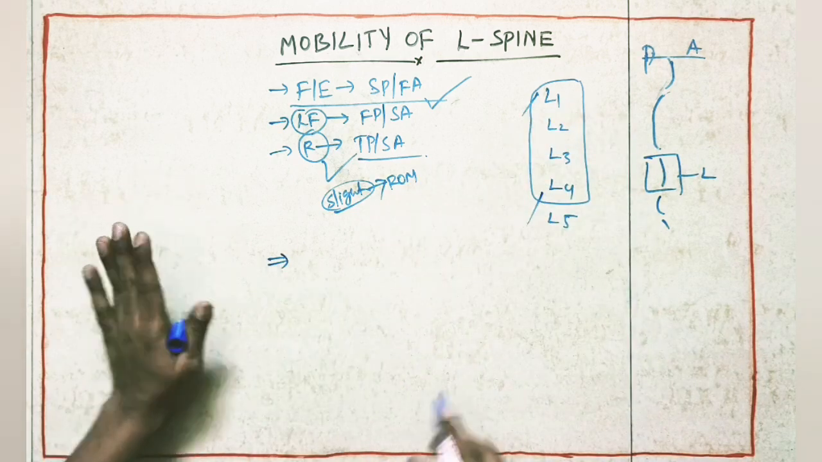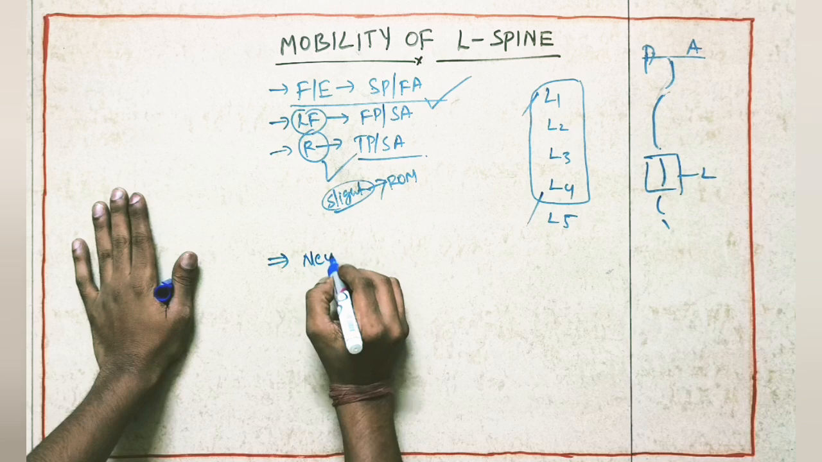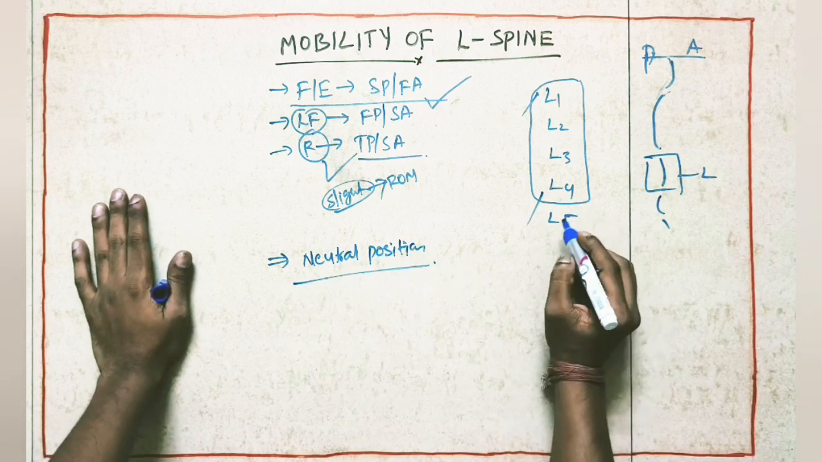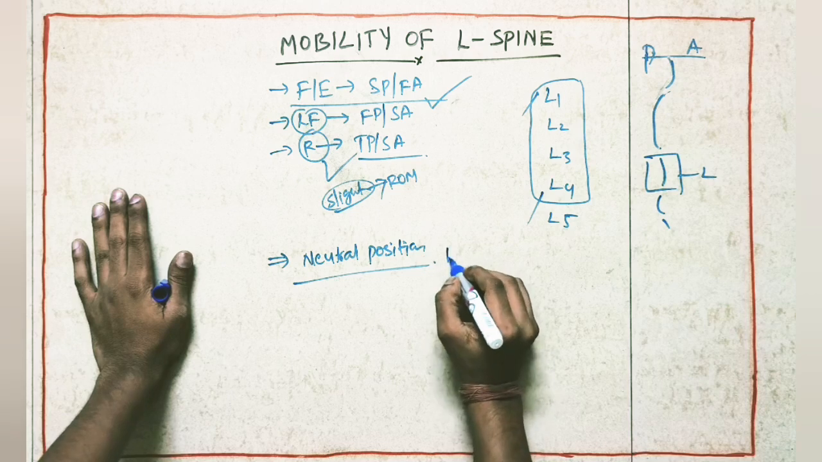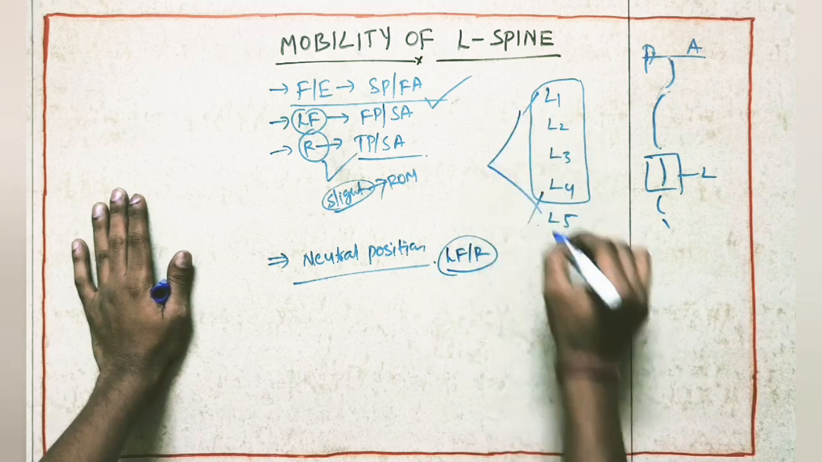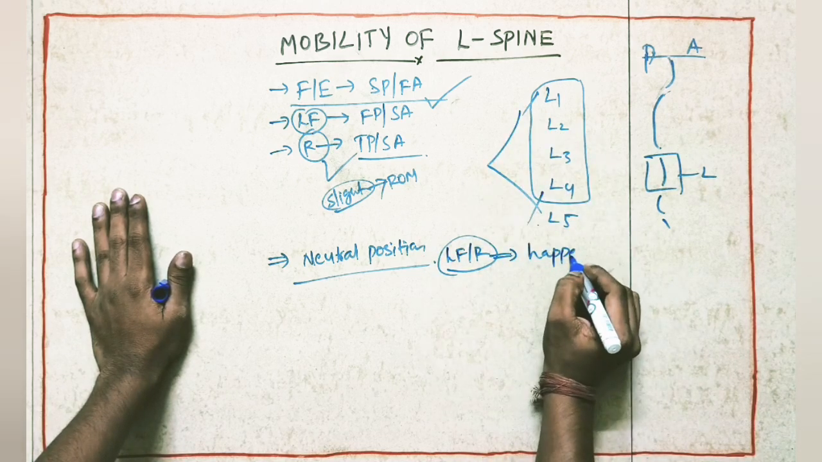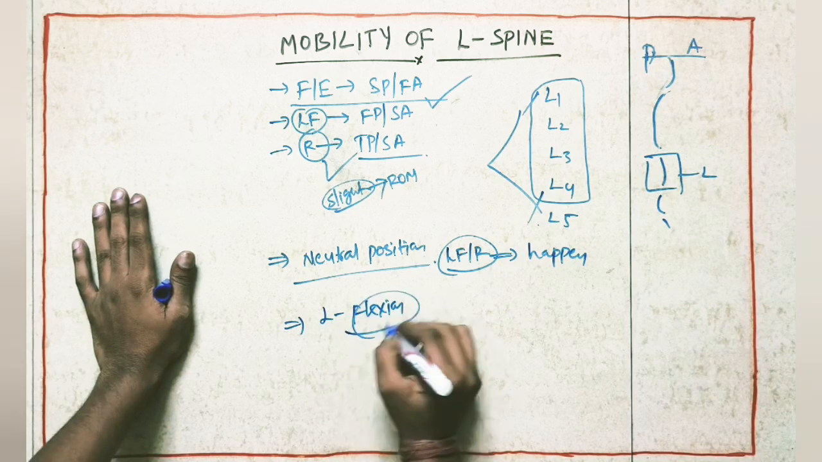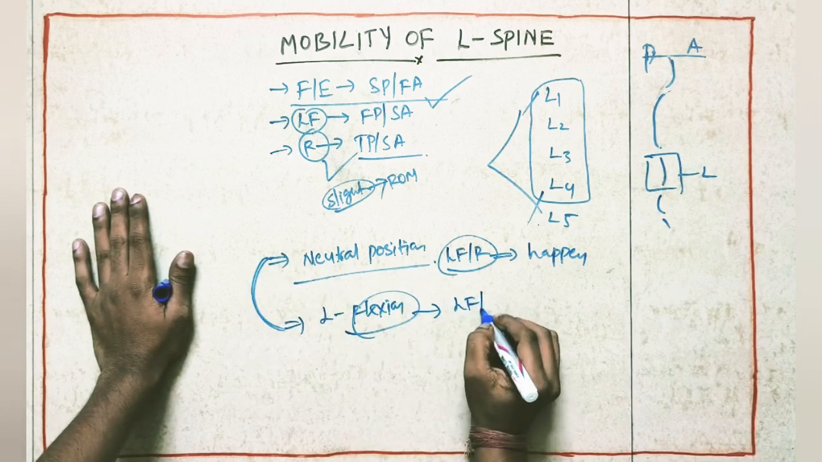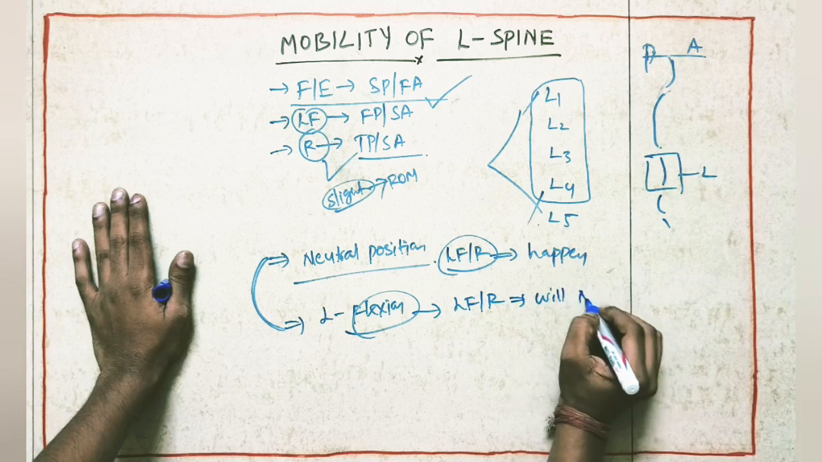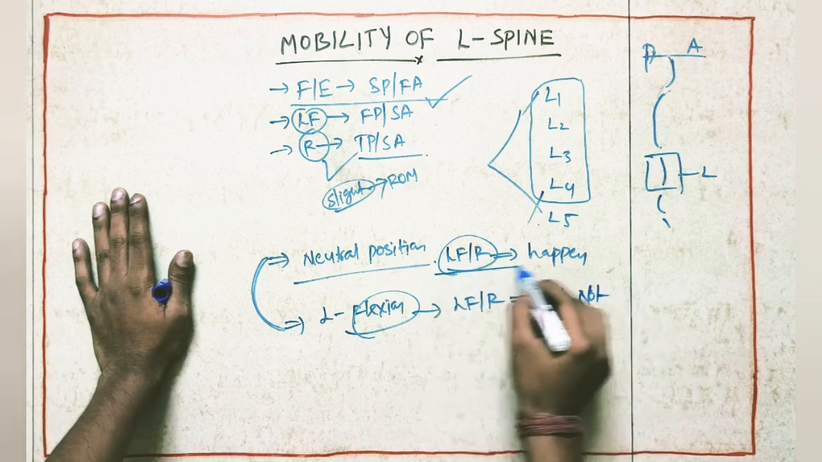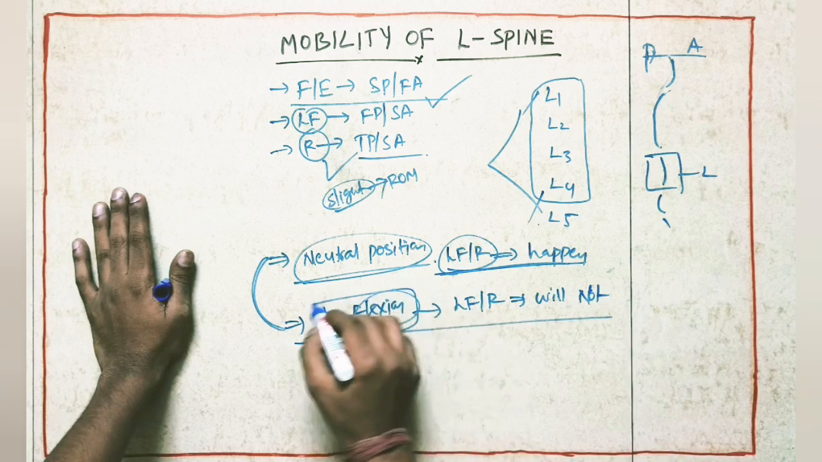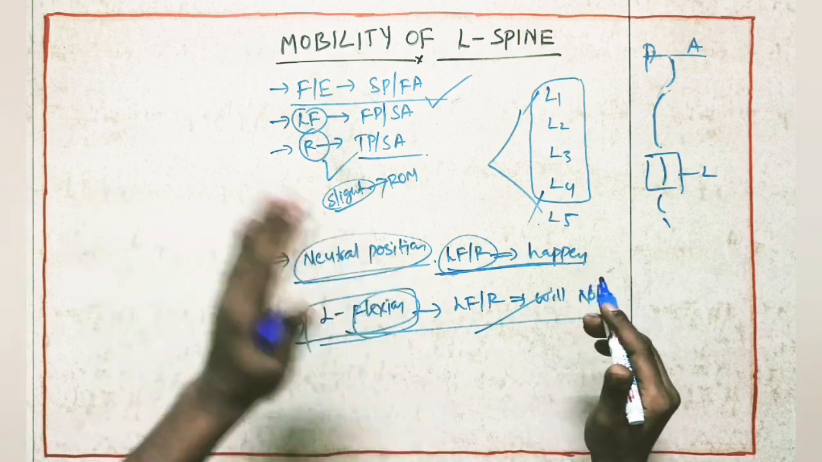And at the same time, if the person is in neutral position, the lumbar spine will be neutral. If the patient is doing lateral flexion and rotation in the lumbar spine, movements will happen. Suppose the patient is in lumbar spine flexion, then the lateral flexion and rotation will not happen. Okay, this is one point. So lateral flexion and rotation will happen when the patient is in neutral position. If the patient is already in lumbar spine flexion, then lateral flexion and rotation will not happen.